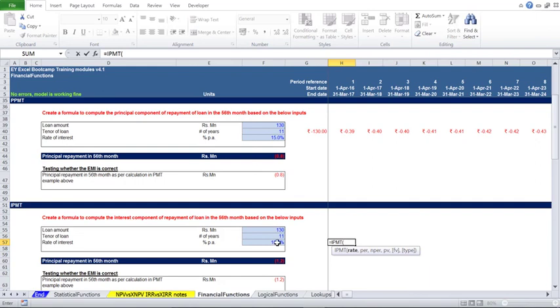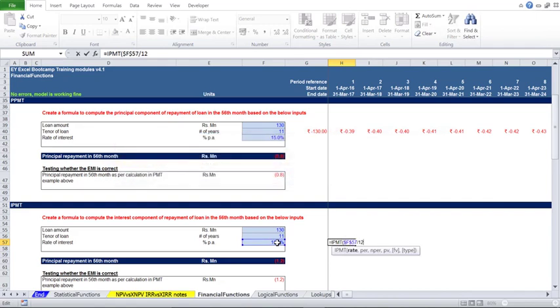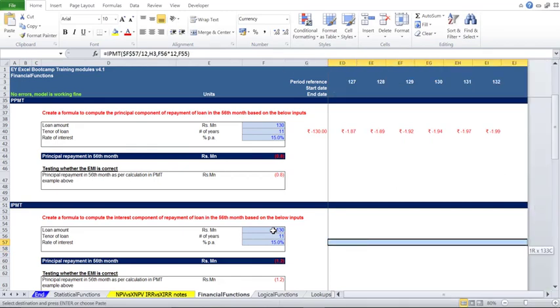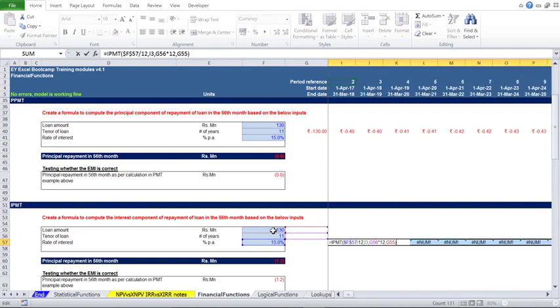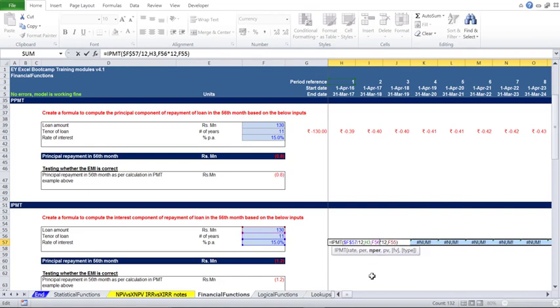The rate is 15%. Let's convert it into 12 monthly. Fixed reference it. The period reference we can draw from here. The number of periods will be 11 into 12. The present value will be 130. Close bracket, and let's copy it till the last period. Let's see why we are getting an error. We are getting an error because we have not fixed the references here and here.